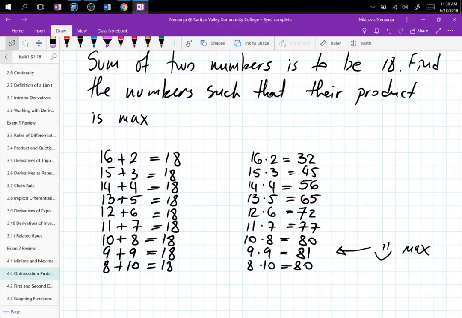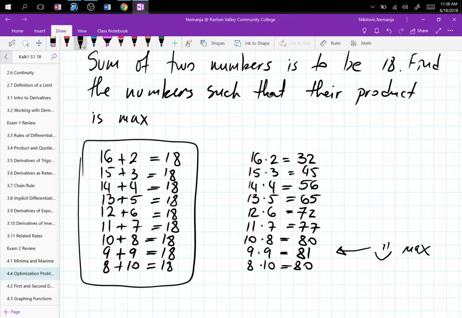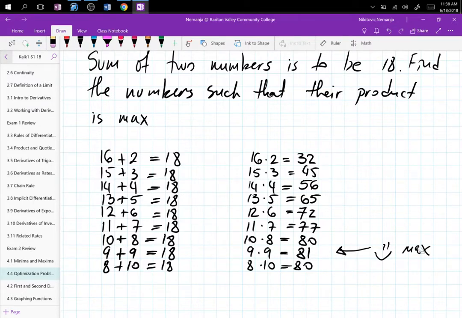Nice. We don't even have to study this section. You can just guess it. The problem is when it works out that it's some kind of cube root on a fifth decimal, right? Then it's a little bit tougher to guess. But yeah, this is what we were doing. We have a constraint that numbers have to add to 18, and we want the maximum product of those two numbers. The product is just multiplying them.